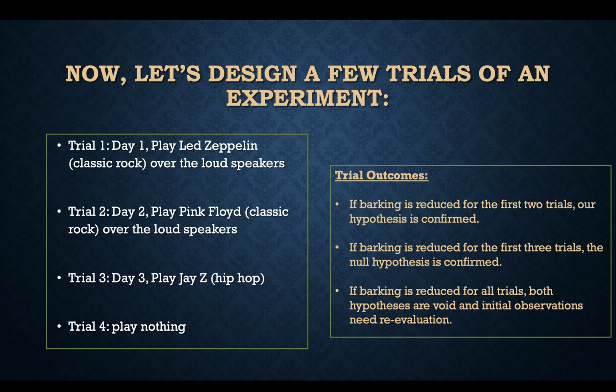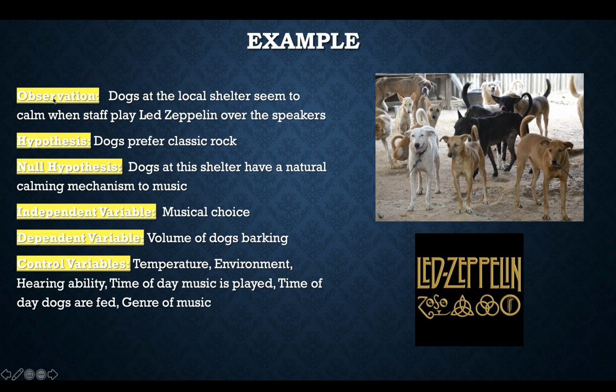And so when our hypothesis is shown to be incorrect, that means we have to go back to the very beginning. So what's at the very beginning? The observation. That means we need to reevaluate the observation. And that here was dogs at the local shelter seemed to calm when staff played Led Zeppelin over the speakers. So that has turned out to not be true. So we'd go back to our observation and we'd make a new hypothesis. Maybe the hypothesis is the staff at this dog shelter are under a lot of stress and they imagine that the dogs are quieter when they play Led Zeppelin. Maybe the barking is just harder to hear when they're playing Led Zeppelin. In any case, if your hypothesis is not true, you have to go back to the beginning and reevaluate your observations to form a new hypothesis.